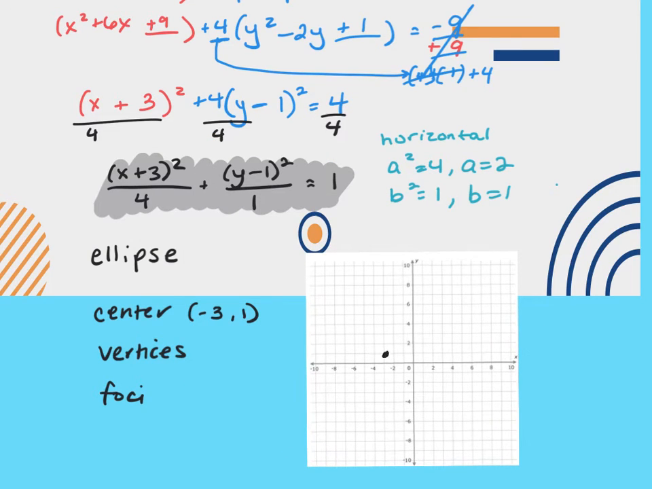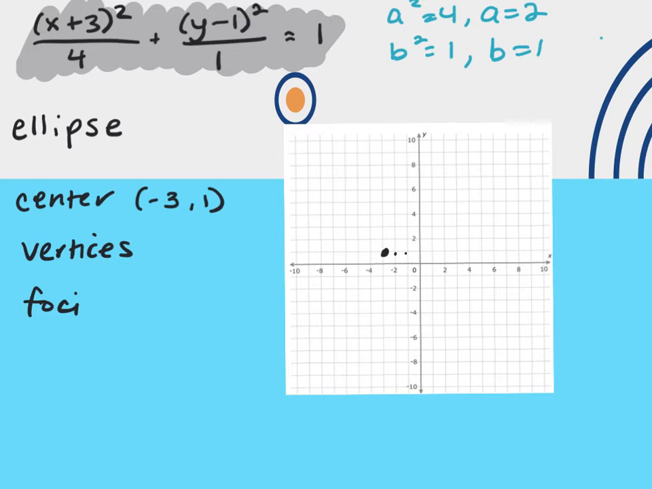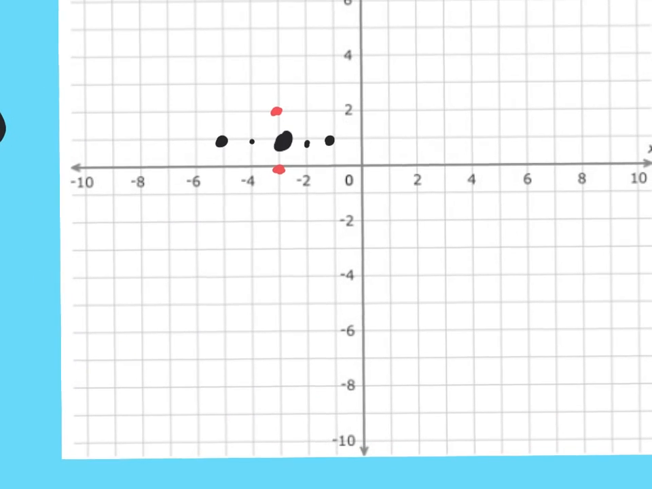Negative 3, 1. There's my center. I go right and left because it's horizontal. I'm going right and left the 2, which is my A. And that makes my vertices negative 5, 1 and negative 1, 1. I go up and down the B, which is 1. And I can draw my ellipse.